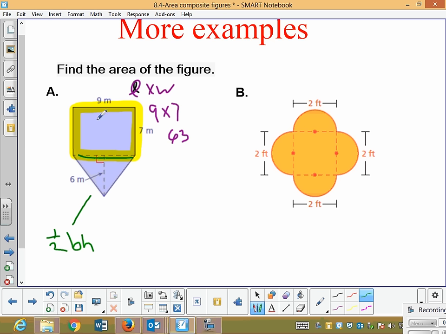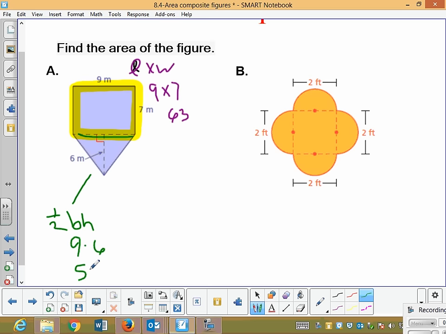I don't know what that number is, but look up. That's 9. So base is 9. And my height of the triangle is 6. So 9 times 6. 9 times 6 is 54. And then I'm going to times it by 1/2, which means to divide it by 2 or chop it in half. 1/2 times 54. So that's going to be 27.